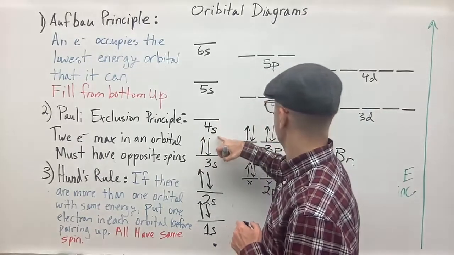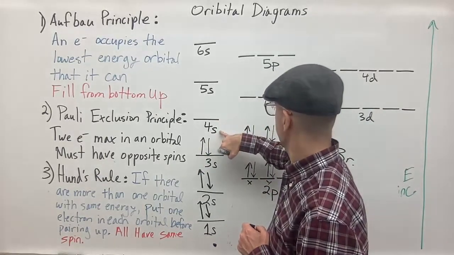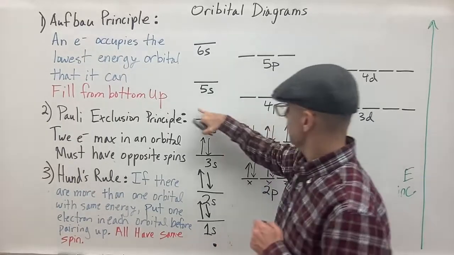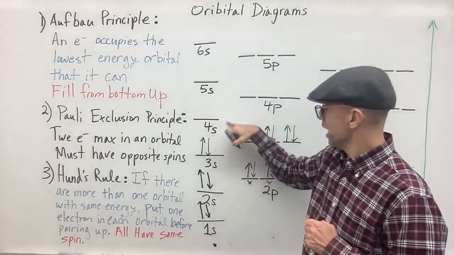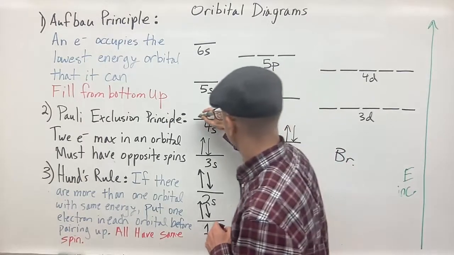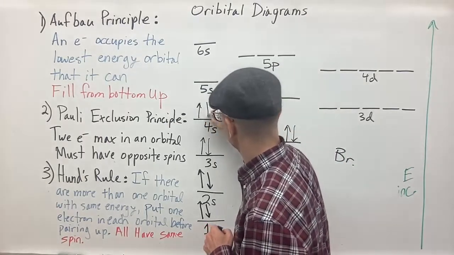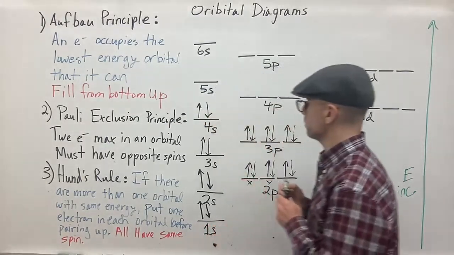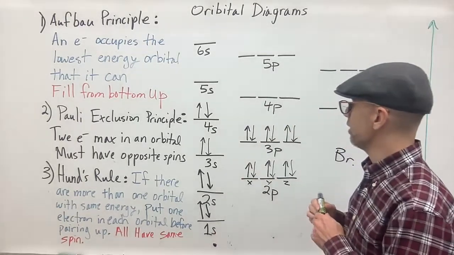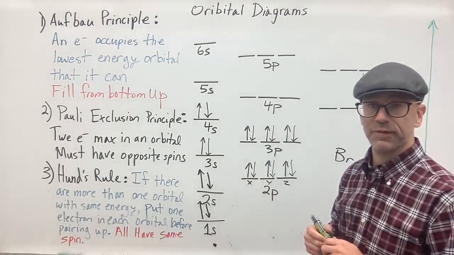And so this is the 4s. Again, this sublevel only has one s orbital, so we're going to fill that up with 2 electrons, spin up, spin down. And so now we have 20 electrons. We have 15 more to go.